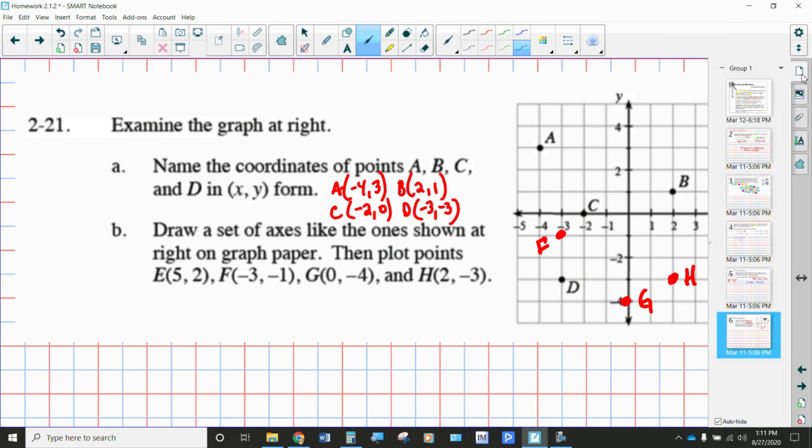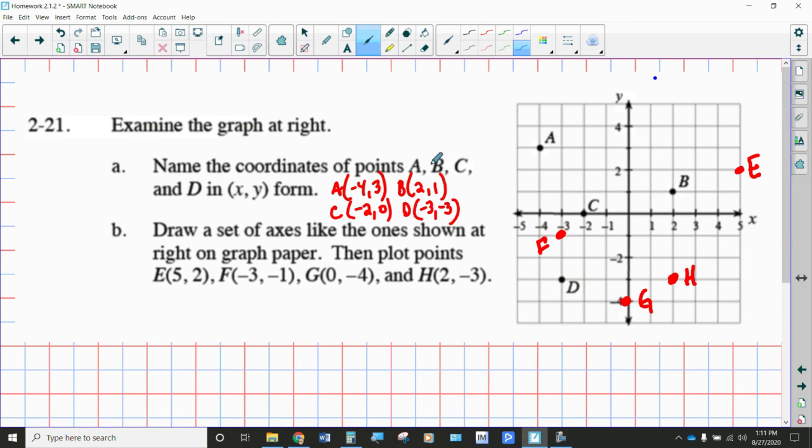And is this the last problem we've got? Yes, it is. All right, so name the coordinates A, B, C, and D. So A is at -4, 3. B is at 2, 1. C is at -2, 0. And D is at -3, -3.